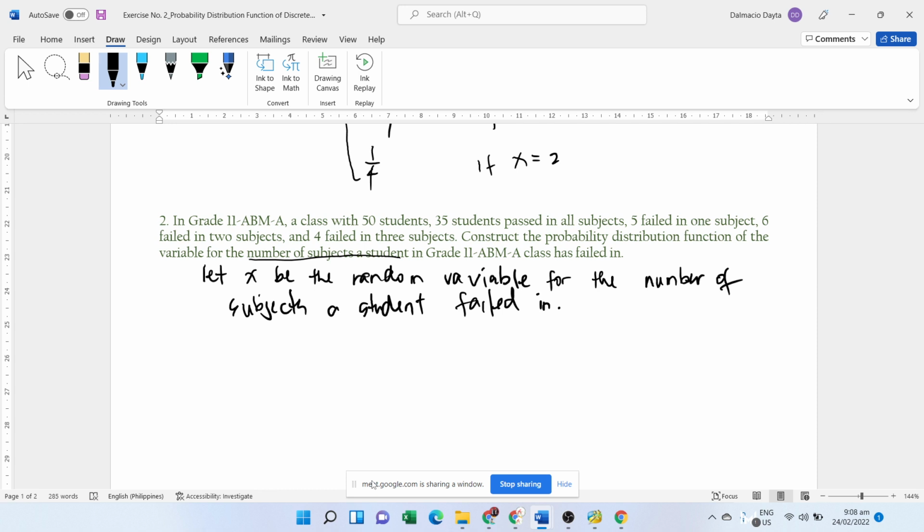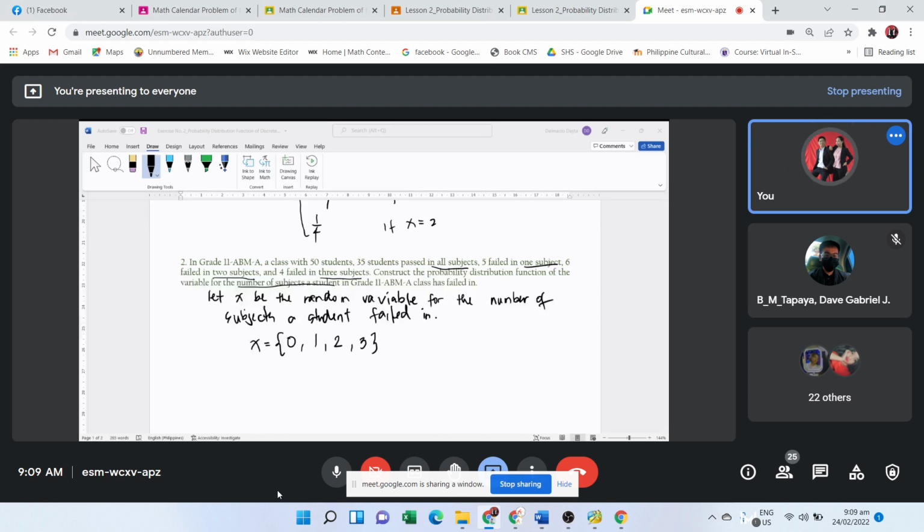That's it. Now, what is the sample space? Or what are the possible values of the random variable? Isa-isahin natin. 35 students pass in all subjects. Ibig sabihin, kung pasado sa lahat ng subject, 0 ang failed. 5 failed in one subject, then 1 is a possible value. 6 failed in 2 subjects, again, 2 is a possible value for the random variable. And 4 failed in 3 subjects. 3 is a possible value for the random variable. Do you have any question here, class?